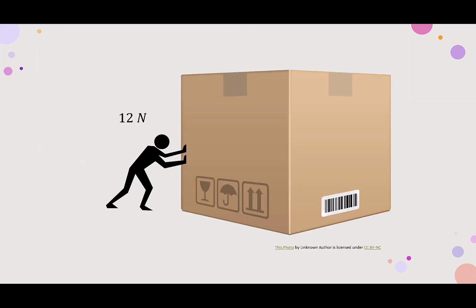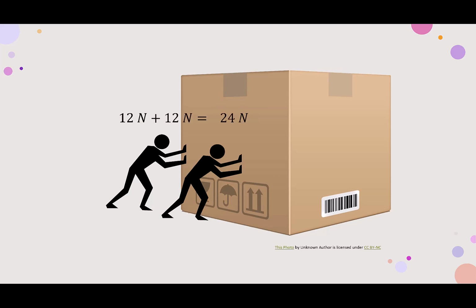For example, what if we have a person pushing with a force of 12 newtons on a box? If we need more force, we can add a second person that also pushes with 12 newtons of force. The resultant force will be the sum of the 12 newtons plus 12 newtons, which is 24 newtons, and because they're both pushing in the same direction to the right, the resultant force will go to the right.